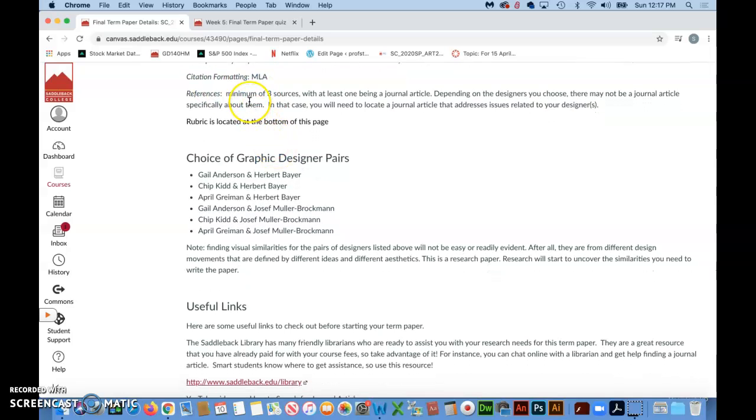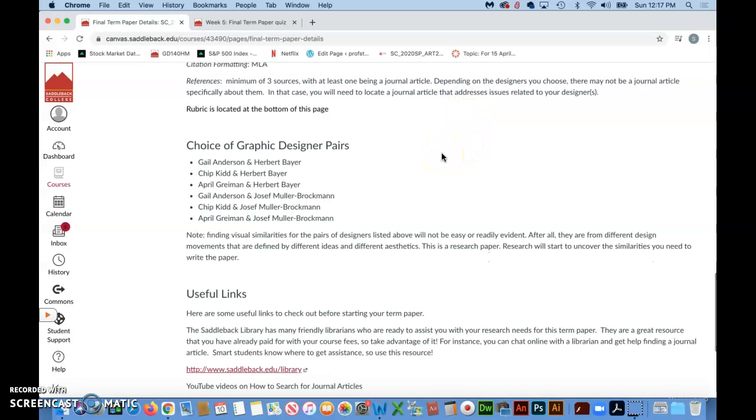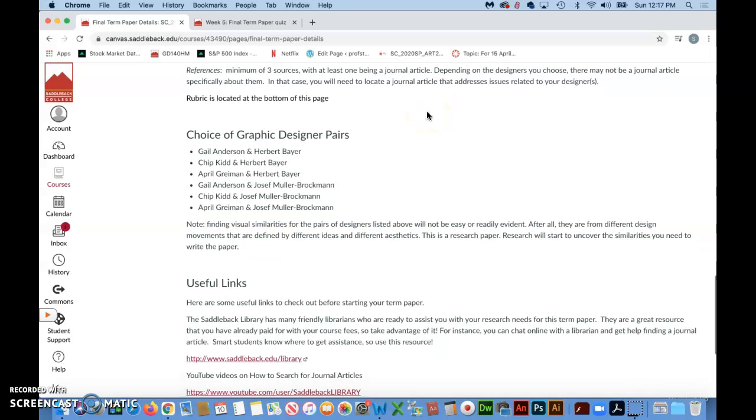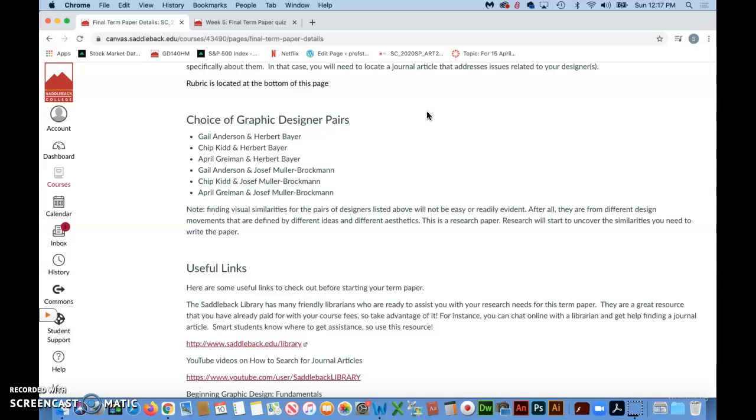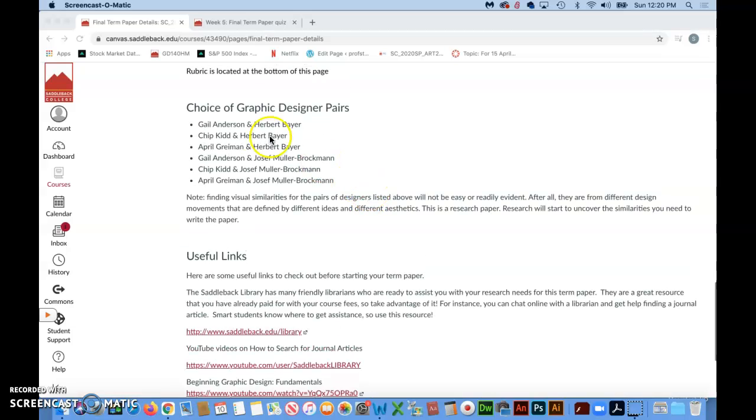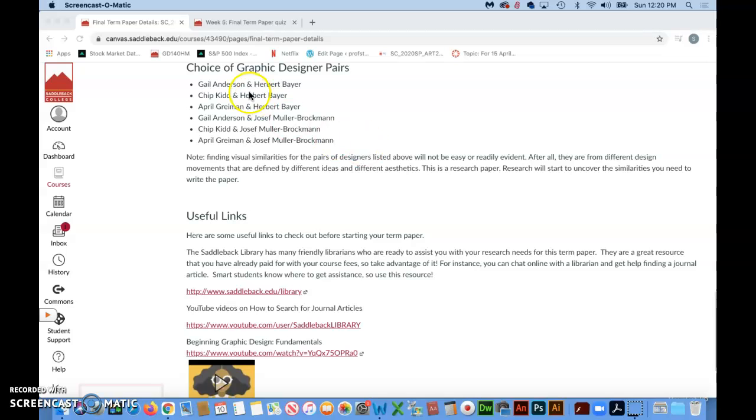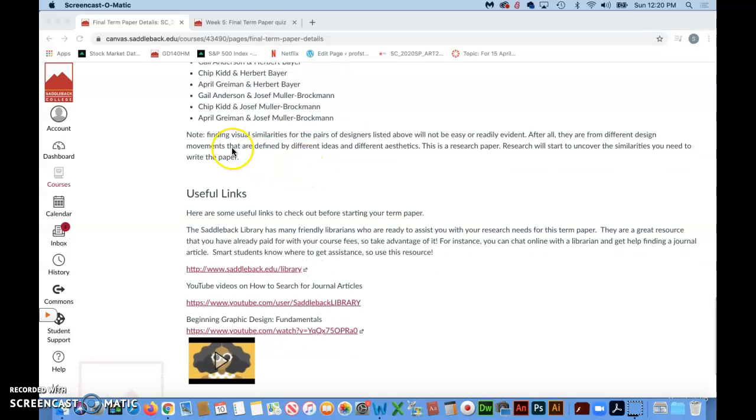You do have to come up with a total of 3 sources for your paper, with at least 1 being a journal article. Depending on the designer you choose, there may not be a journal article specifically about them. In that case, you'll need to locate a journal article that addresses the issues related to your designers. Maybe the movement, something like that. The rubric will be located at the bottom of this page. In this page, you will see the list of graphic designers that you have to choose from. Could be edited slightly from here.